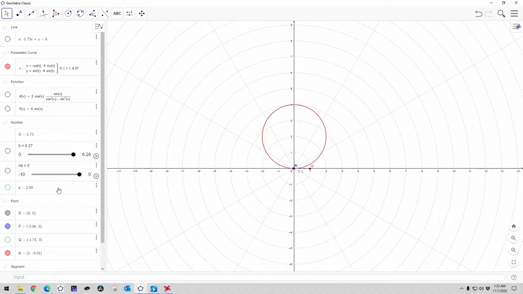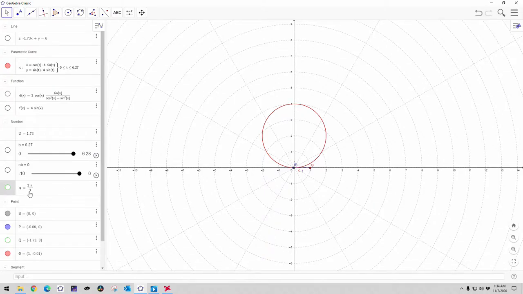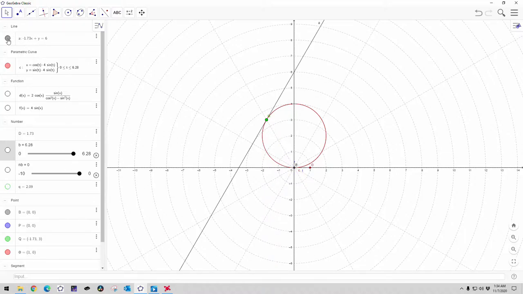Okay, now the point in question was 2π/3. That's the point that I'm picking, and then I'm turning it on right here. This is that point, 2π/3. That is the location on this function, on this graph. Right, so it's going to be right about there. Then the tangent line at this point is going to be this line right here.